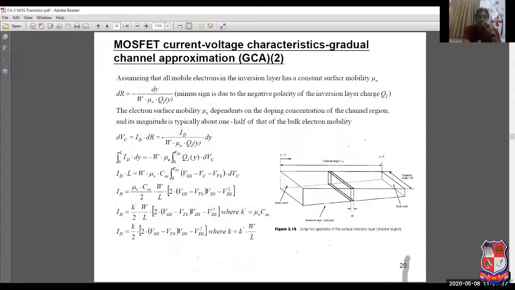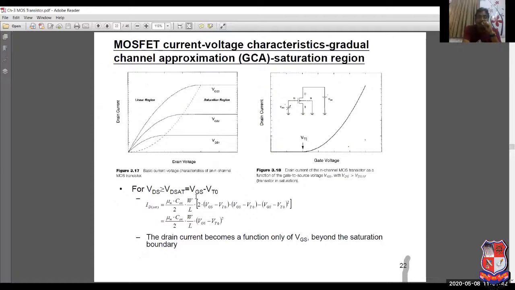And when your VDS is greater than VGS minus VT, then it enters into the saturation region and the value is k/2 into (VGS minus VT) whole square. So this is the saturation region current, ID saturation. So these are the three cases in which your MOSFET characteristic is obtained. So this is what happens.